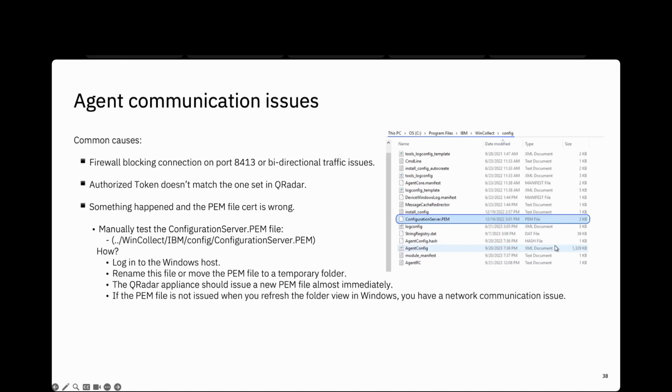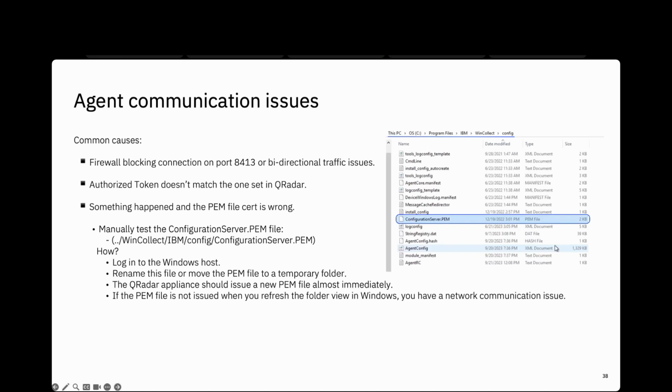The second one is the authorization token being mismatched with the one set in QRadar. This can mismatch if the authorization token expires or due to any other reason. In this case, you have to generate a new authorization token and then install it on the WinCollect. The third common issue observed is due to an incorrect PEM file or corruption of the PEM file. To reissue the PEM file, you need to go to the specified folder on the Windows, which is the WinCollect IBM config folder, and there you just have to remove the configuration server.pem file listed in the screenshot aside.